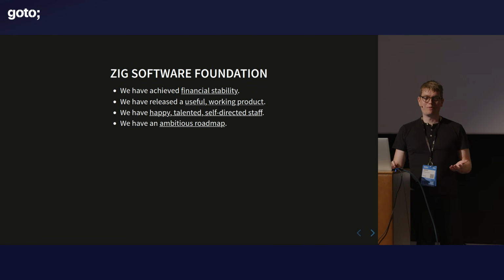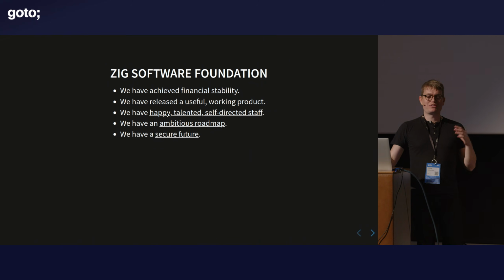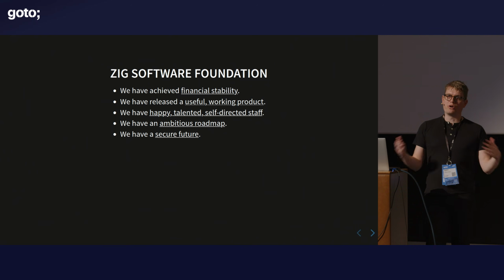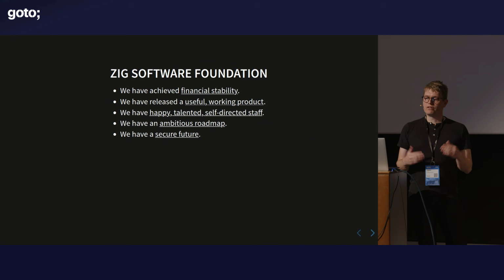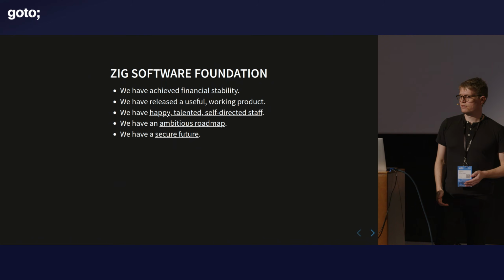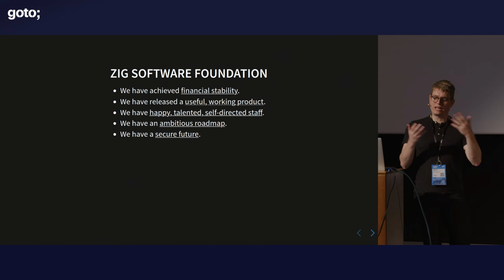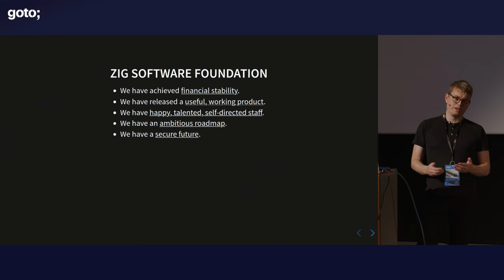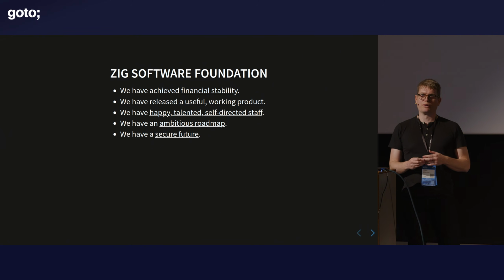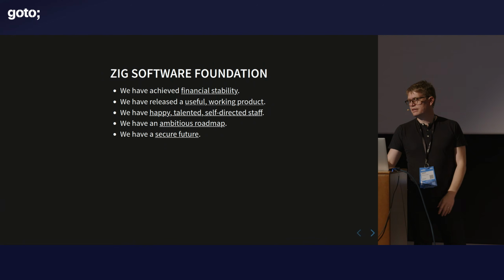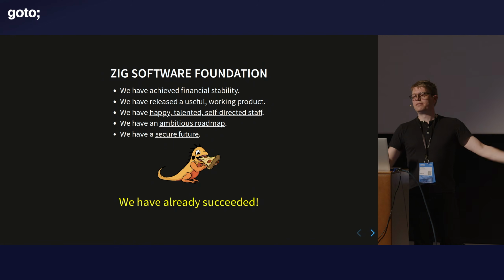We have an ambitious roadmap. We have a secure future. We don't have any VCs wanting a return on their investment. We don't have runway that's going to be gone. We can focus on our mission. And I'm not the boss. The board of directors is the boss. So you, the customer or the stakeholder, know that when I'm gone, Zig Software Foundation will still operate according to the same mission statement. It's not going to get sold to Epic Games so I can send my kids to college or something like this. So we've already succeeded.